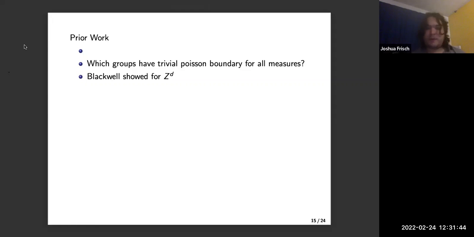Blackwell showed that for Z^d, you always have a trivial Poisson boundary. What that means is that for Z^d, every asymptotic event will either always happen or never happen. And this is an incredibly strong statement. I don't think it's a priori at all obvious, right?